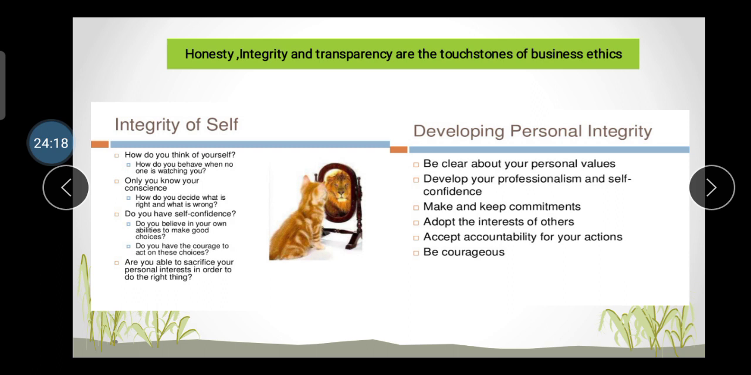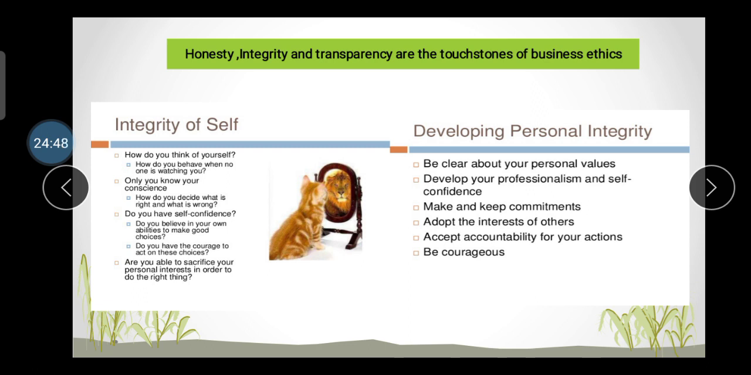Then develop your professionalism and self-confidence. Whatever profession you build up, you have to develop your confidence in your profession. Then keep your commitments. Whatever commitment you make, you should always try to complete it. Then adopt the interests of others. Whatever the other party feels or how they behave regarding your situation, you have to adopt their interests.